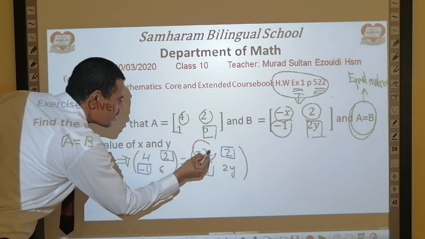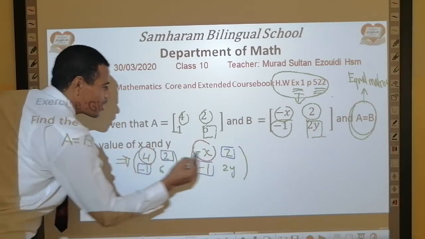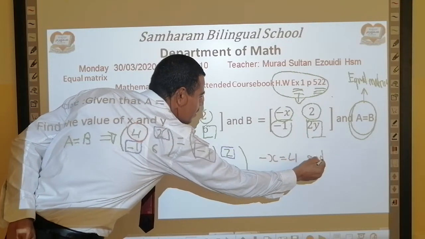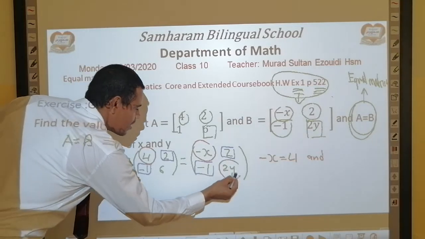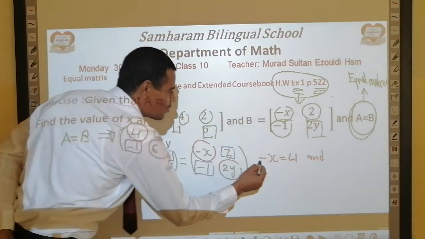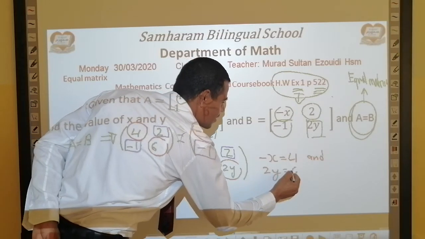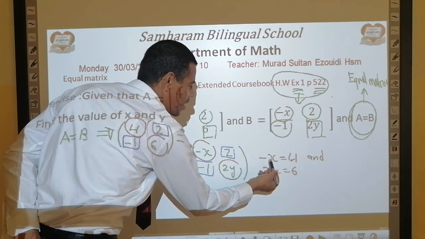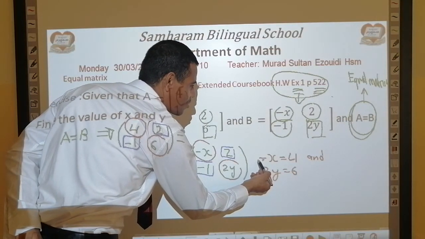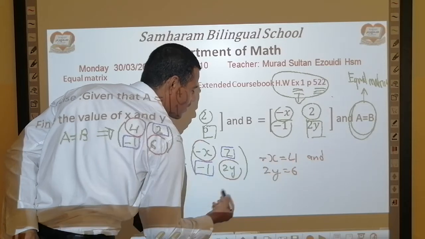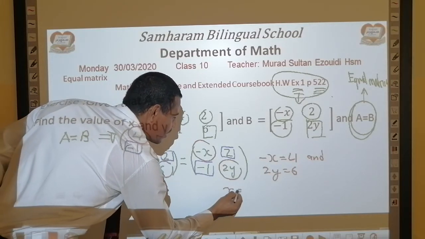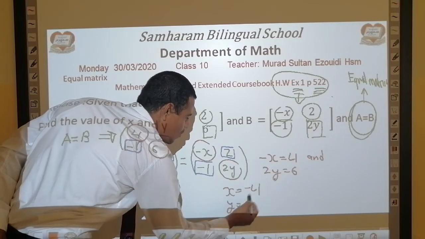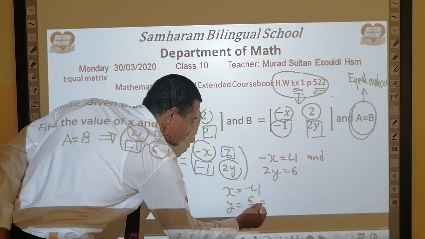Negative x should be equal to 4. I will write here negative x equals 4, and 2y equals 6. This means what, my kids? Negative x equals 4. In order to isolate x and cancel the negative, you should multiply both sides by negative 1. So x equals negative 4, and y equals what? 6 divided by the coefficient 2, so 6 divided by 2 equals 3.